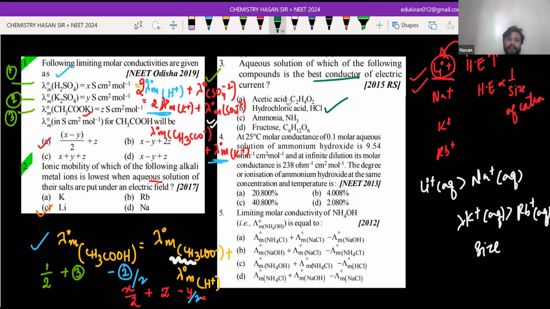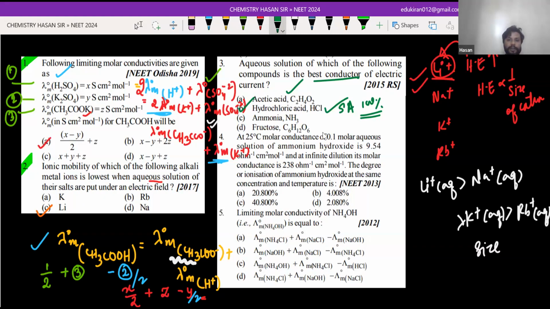If it is going to dissociate, like acetic acid, it will be very less. It is a weak electrolyte. But this HCl is a strong acid and it will be 100% dissociated. So the number of ions will be greater and hence it will be the best conductor of electricity.